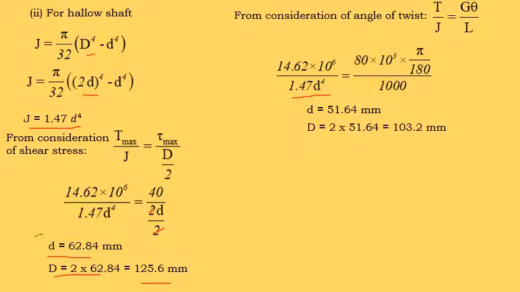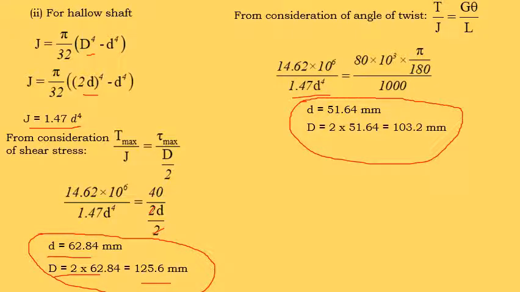Now compare these two values. So always while selecting the diameter, we need to select the bigger diameter for safety purpose. Therefore, the diameter to be used is the bigger one, 62.8 millimeter, and capital D 125.6 millimeter.